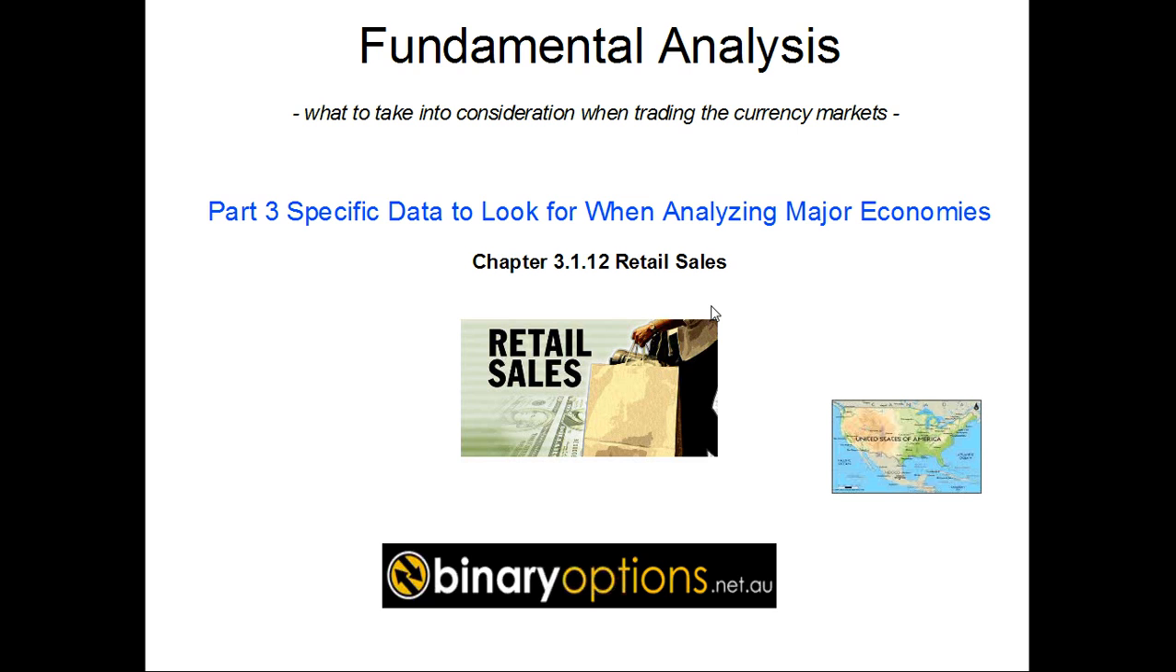Moving on with our project, so still under the third part, specific data to look for when analyzing major economies. We are analyzing the economies of the United States of America, United Kingdom, Australia, Canada, and of course the Eurozone. We're going to take a look at the important economic indicators to look for, when they are going to be released to the market, what kind of volatility this implies, and how it can be treated with binaryoptions.net.au.